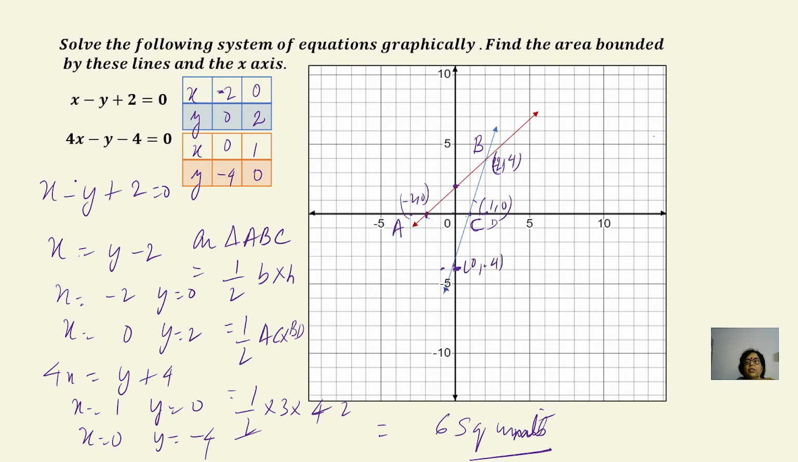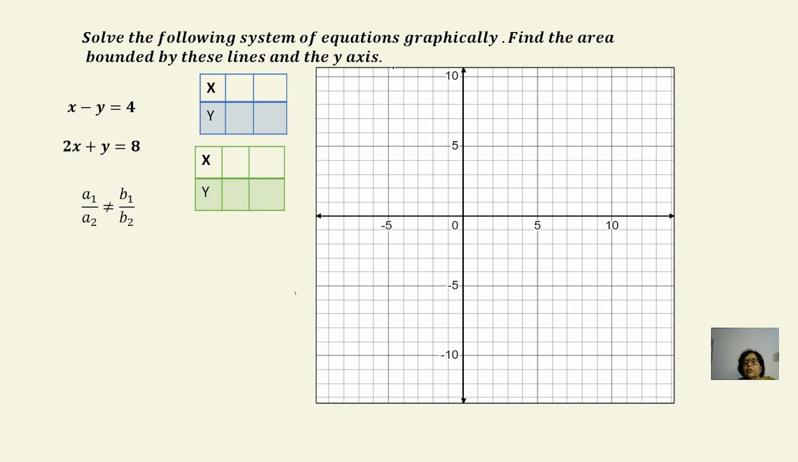The next question that we have is, solve the following system of equations graphically. Find the area bounded by these lines and the y-axis. So now we'll have to draw the graph and find the area of the triangle formed by these lines and the y-axis.